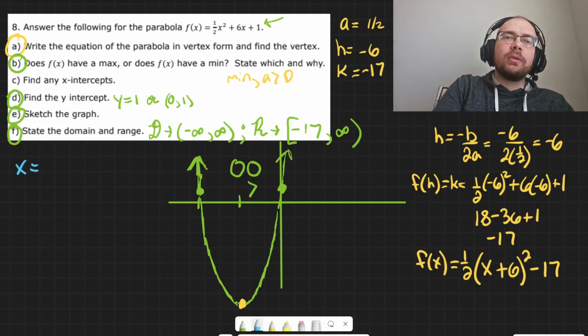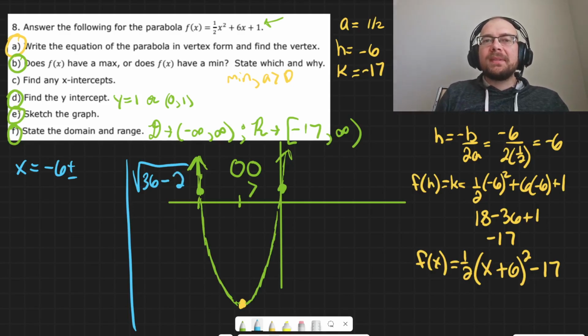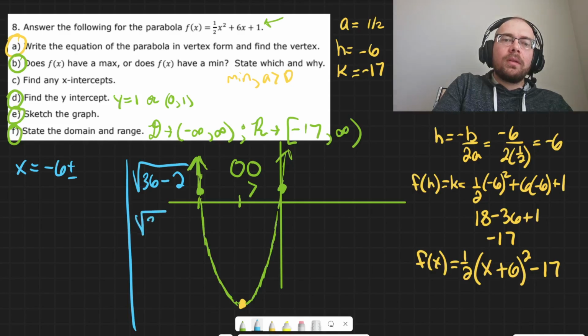So x is equal to negative b plus or minus. Now I'm going to do the square root part kind of off to the side a little bit here. And that's going to be b squared minus 4ac. So b squared, 6 squared is 36, minus 4 times 1/2 is 2, times 1 is 2. 4ac, so 4 times a times c. That's 34. And that's not really going to simplify. So we're just going to put that right here.